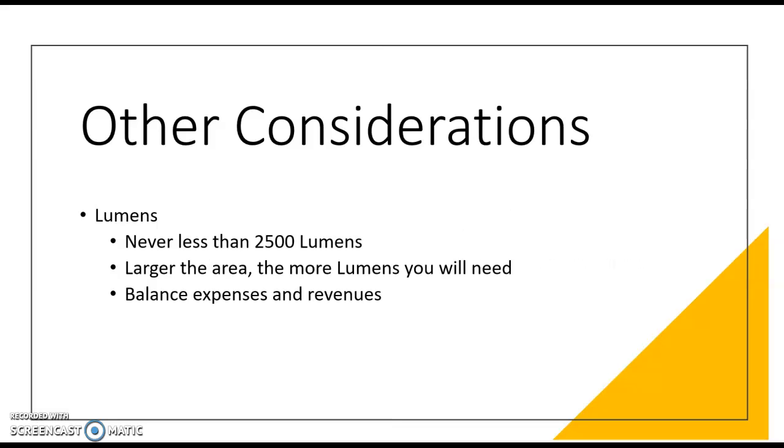And other considerations are also lumens. You never should have less than 2,500 lumens, even just for one plant. The larger the area, the more lumens you will need to light up that area. So you need to balance the expenses of lighting your area with the revenues you will get from your grow operation, especially if you are in a big industrial cannabis growing facility. These are things to consider.